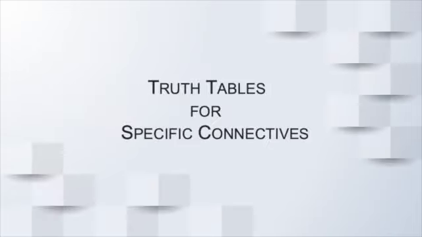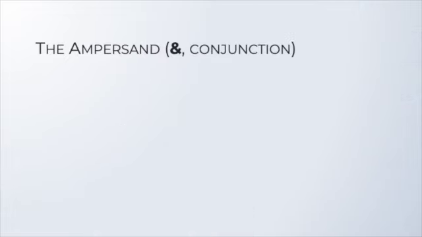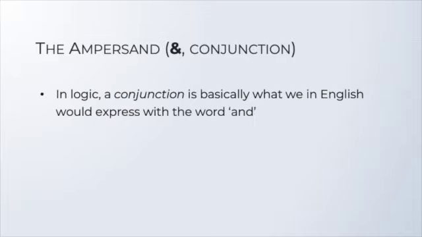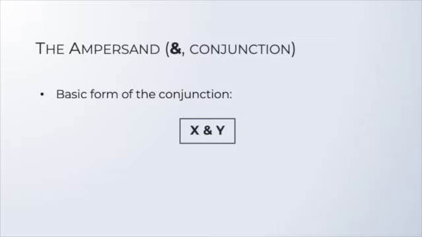Okay, now we'll see the truth tables for our specific connectives. Let's start with the ampersand symbol, also called the conjunction symbol. In logic, a conjunction is basically what we in English express with the word and. Okay, with the ampersand, we can build sentences of this form. X ampersand Y, where X and Y can be any sentences whatsoever, atomic or compound. In a conjunction, each of the component sentences is called a conjunct. So here, X is the left conjunct and Y is the right conjunct.